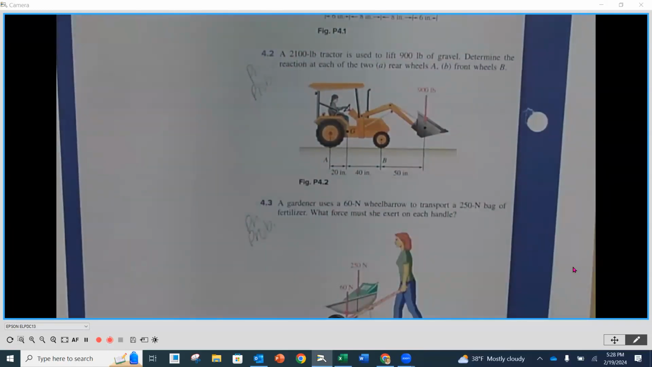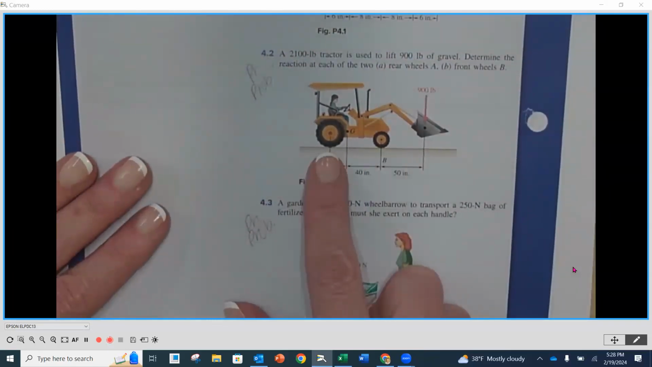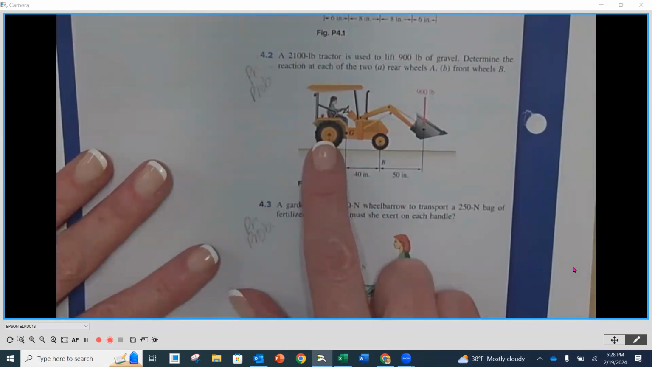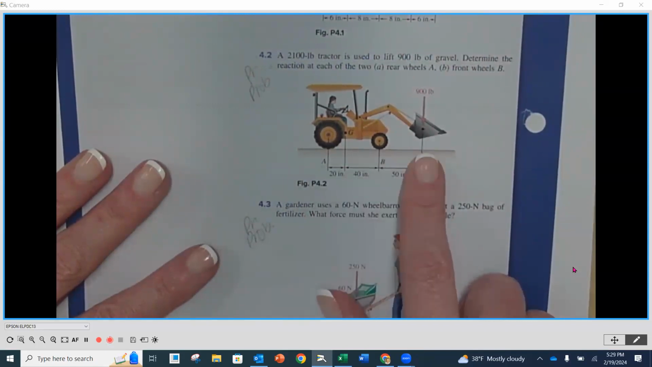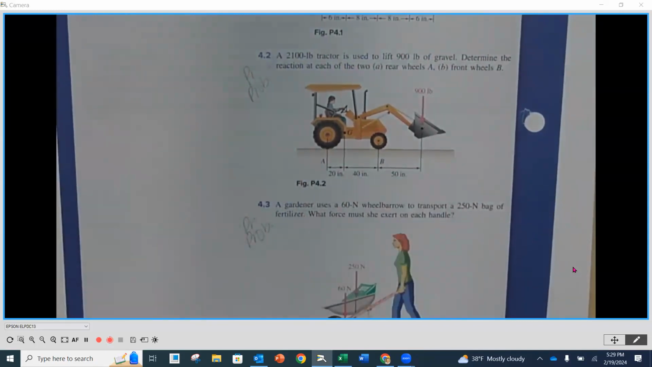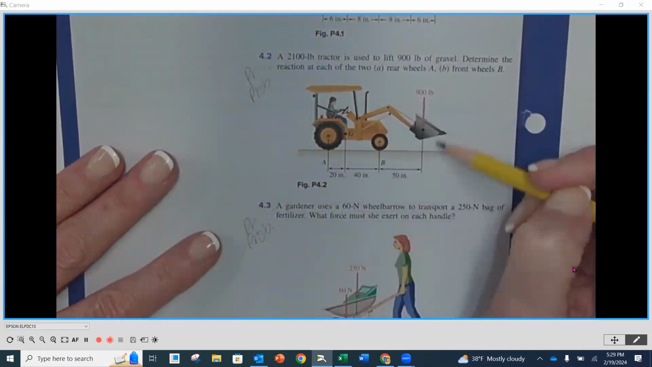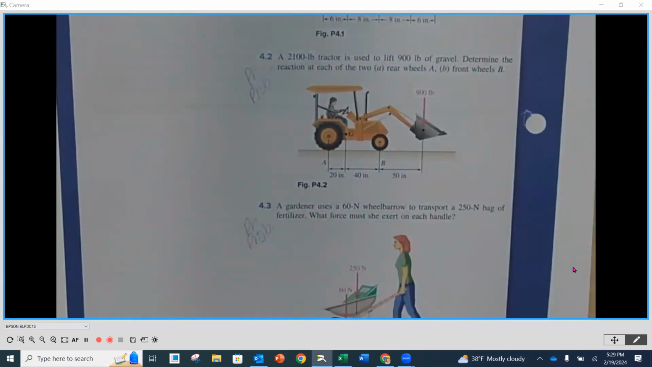Determine the reaction at each of the wheels in the rear and in the front for this tractor. Okay. So what we're going to do is first draw a free body diagram to simplify what's going on here. It's not even going to look like a tractor when we're done with it. We're literally going to draw a straight line from A to B and then to the very end, and that's it. The reason we can do that is we're going to find that all of our forces are vertical, so we can move them along their line of action.